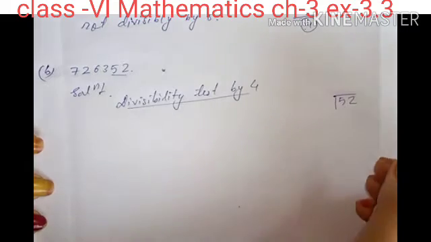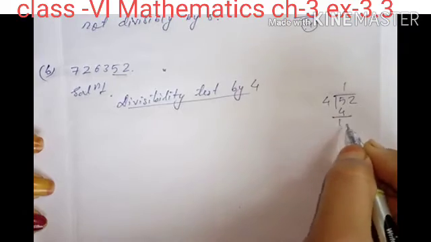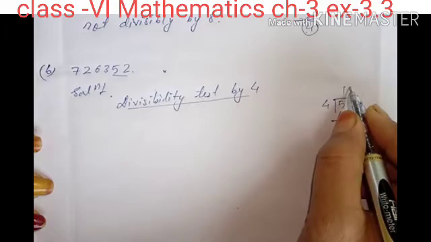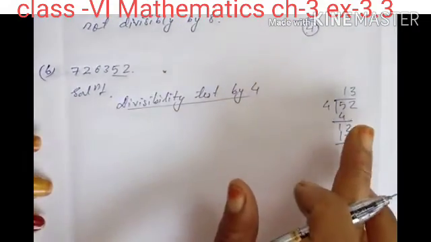Now is it divisible by 4? How will you do? You will divide this by 4. 4 ones are 4 and 1 is remainder, so 12. Now again 12 is divisible by 4, isn't it? 4 threes are how much? 12. So the remainder is 0. If the remainder is 0, it means this is exactly divisible.